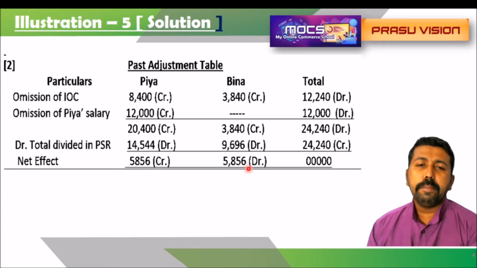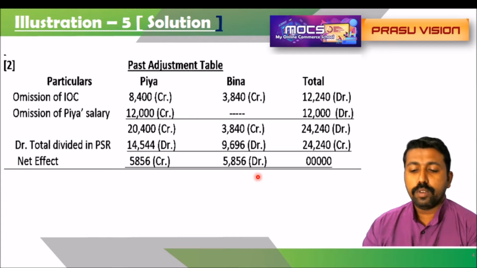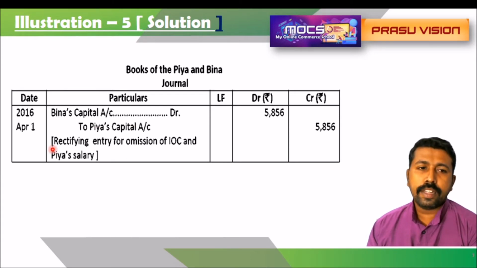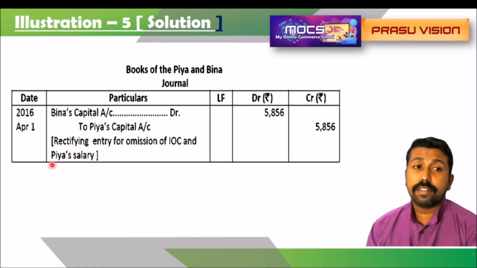It is very easy to write the journal entry from these values. The journal entry will be like this: Beena's capital account is debited, amount 5,856. Priya's capital account is credited, 5,856. So this is the rectifying entry for the omission of interest on capital and Priya's salary.